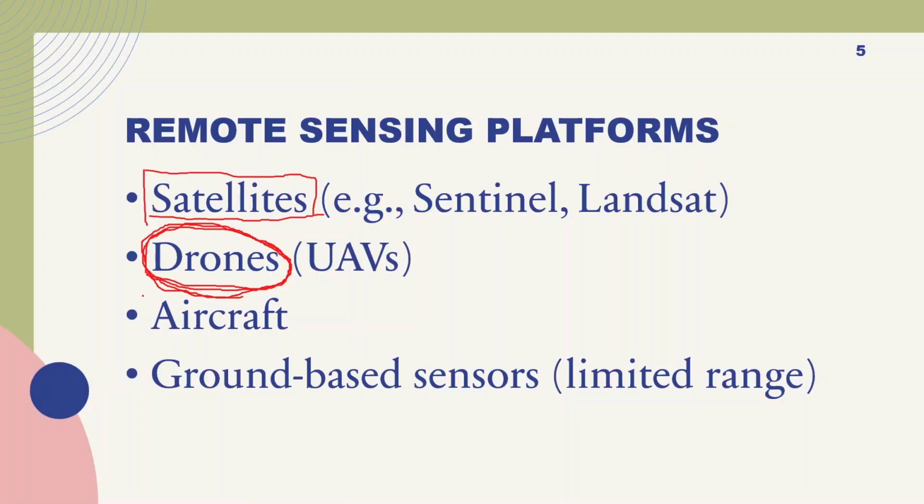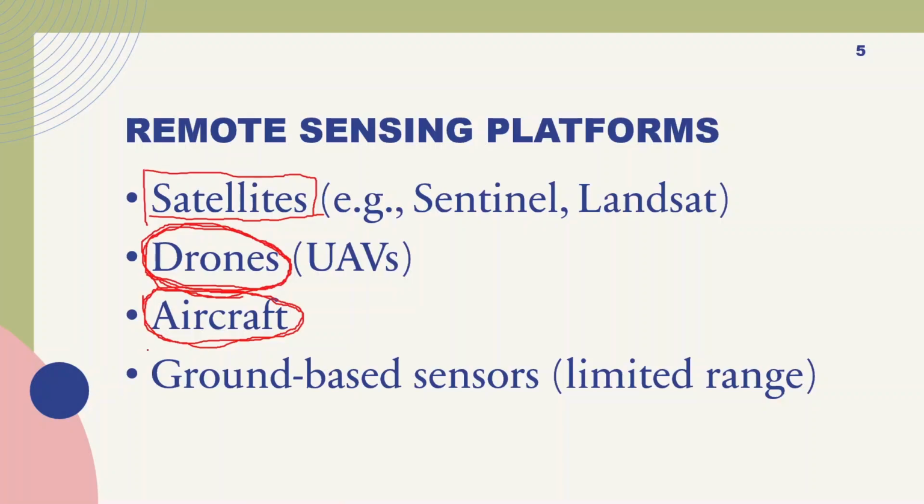And then we have the aircraft. Like I said, you can fly it over a particular place. Let's say you want to measure the climatic change, or the rainfall, or a particular type of data at a particular place, you can use the aircraft.